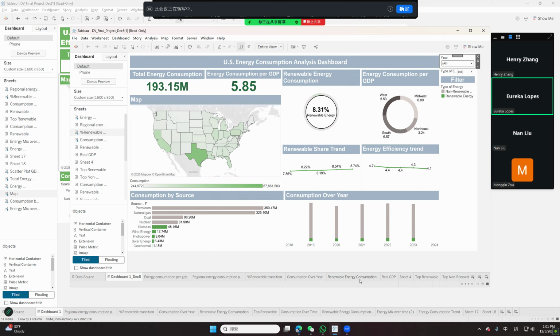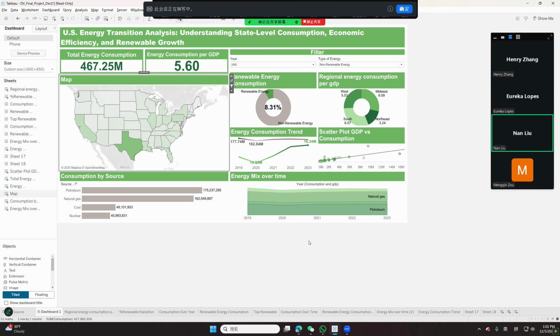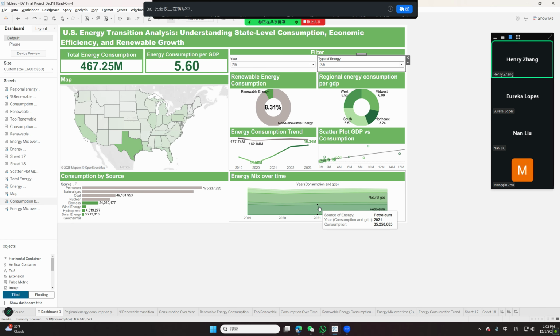Make sense, guys? How about this energy mix over time? I think you did a good chart on this one. I like it too, but the problem is that it does not show all the energies. You see, biomass cannot be shown because it's so small. You know what I'm saying?